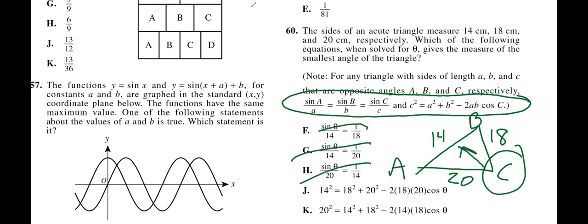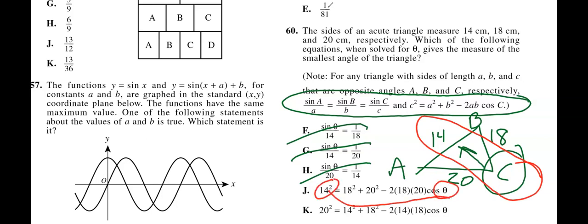They pretty much just eliminated F, G, and H. This is a law of cosines question. Now, in the law of cosines, the most important decision you have to make, these are on opposite sides of the triangle. So guess what? They need to be on opposite ends of the equation. J is your answer. Obviously, they didn't even ask me to solve the doggone thing. They just wanted me to set it up.